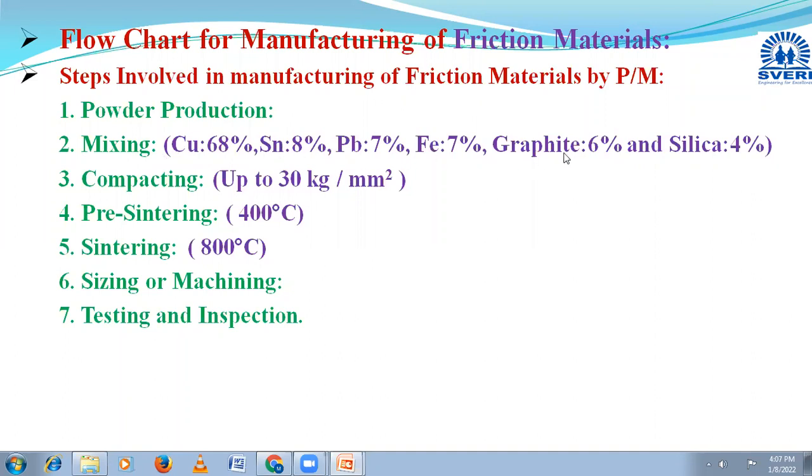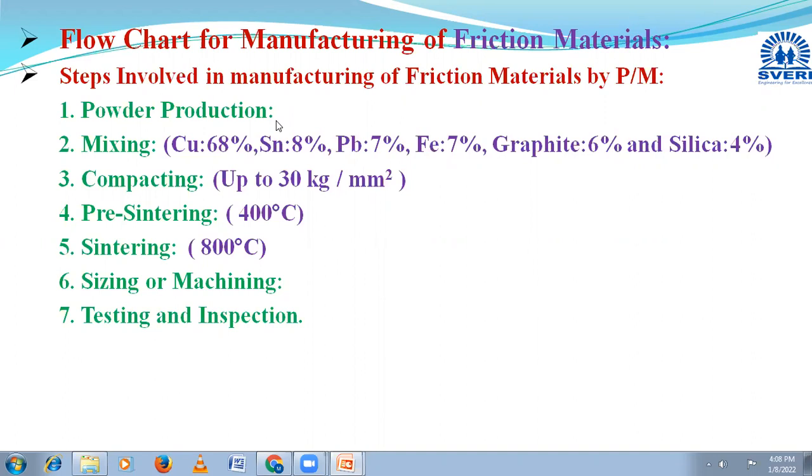Okay, so these powders are required. Now, the first stage involved in the manufacturing of this friction material with the help of powder metallurgy technique is powder production. Now, this copper powder, tin powder, lead powder, iron, graphite, and silica powders are manufactured by selecting the suitable powder production method from the available four categories.